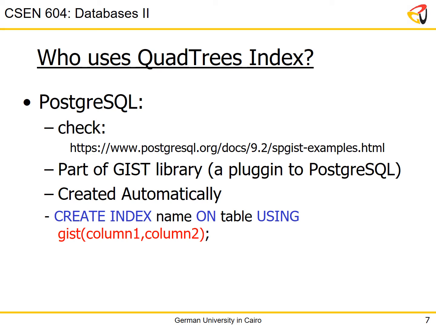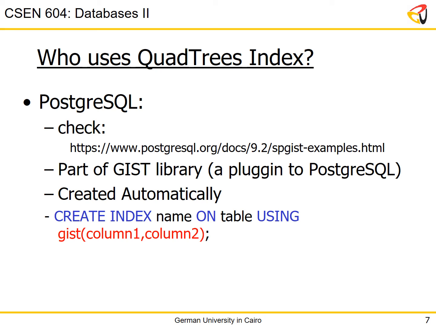Now, who uses quad trees? Again, Postgres uses this guy. Again, this is part of the GIST library, just like KD trees is. So you don't create it explicitly. You just say, create index on this table using GIST, and you pass it the columns that are going to be for the 2 axes. Or you could pass 3 if you'd like to create an oct tree.